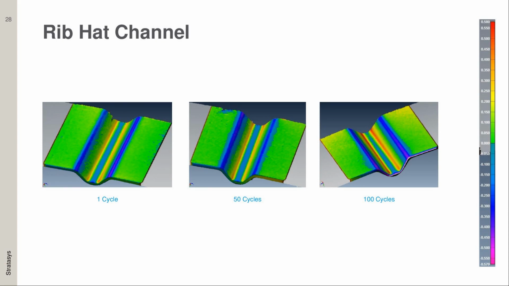But the takeaway here is that with these tools, you don't just stamp them once and then the tool is completely useless. You can use it for at least 50 to 100 cycles, and depending on your requirements, much more than that. So this is a rib hat channel.